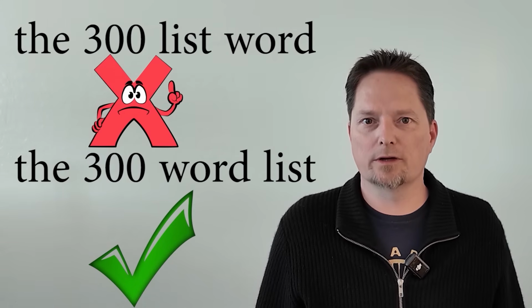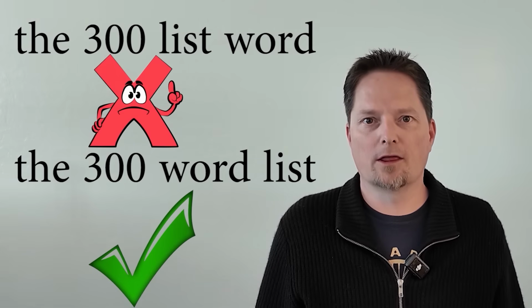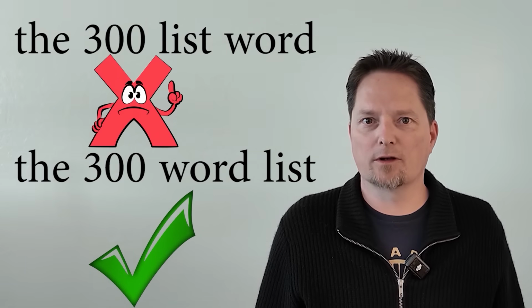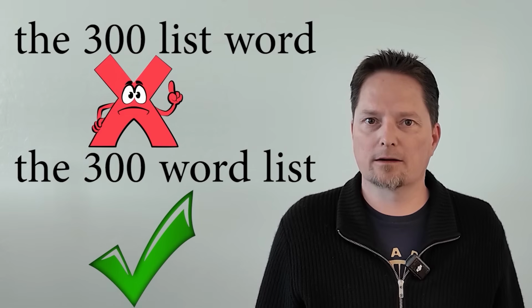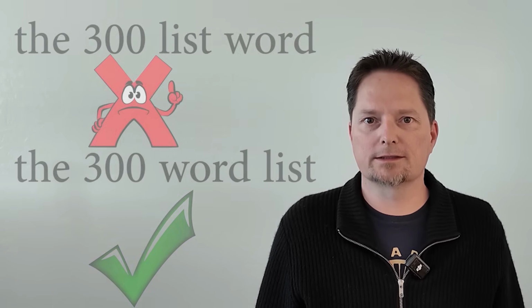He means you can get the 300 word list there. 300 word functions as an adjective. There's no S, it goes before list. The 300 word list. Not the 300 list word, and not the 300 words list, but the 300 word list. You can get the 300 word list there, with the link. By clicking the link, you can get the 300 word list.